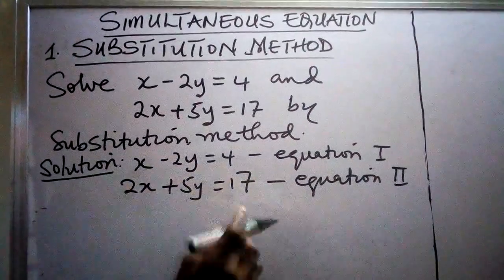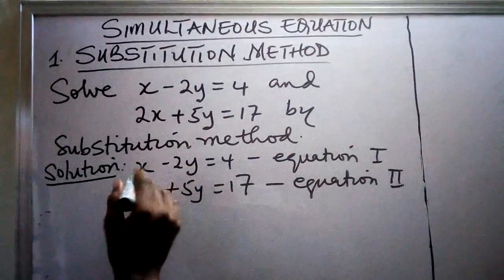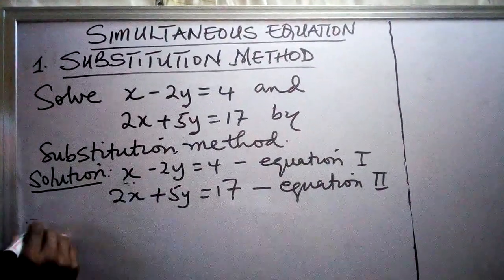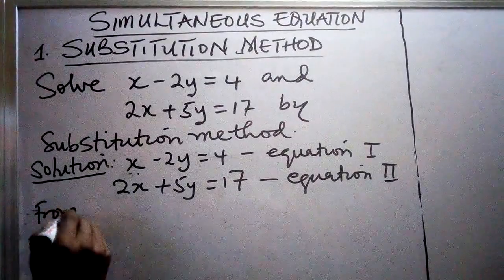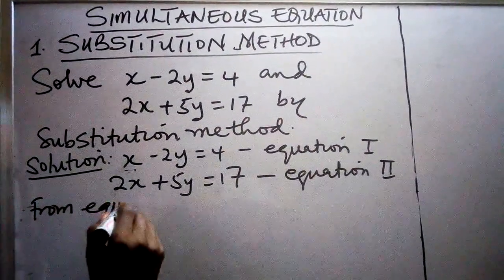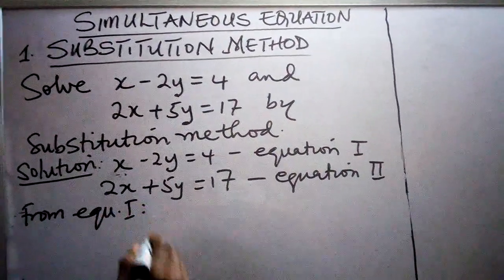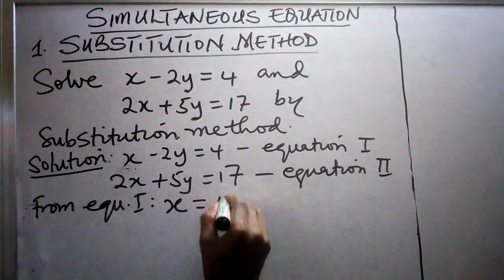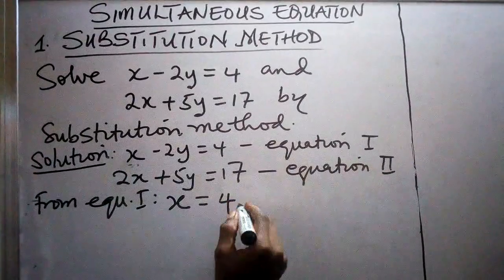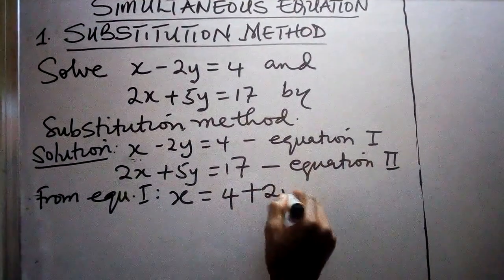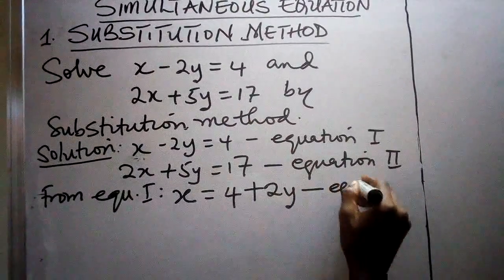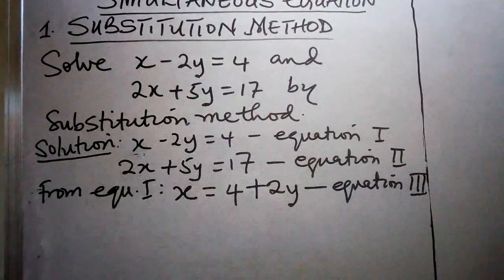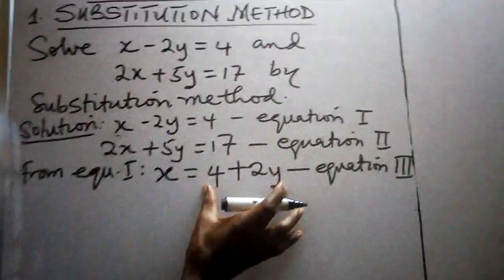Now we look at this. The unitary coefficient is here, where you have the coefficient of x equals 1. So from equation 1, you make x the subject of the formula. That is x equals 4, take this to the other side, you have plus 2y. This is now equation 3.